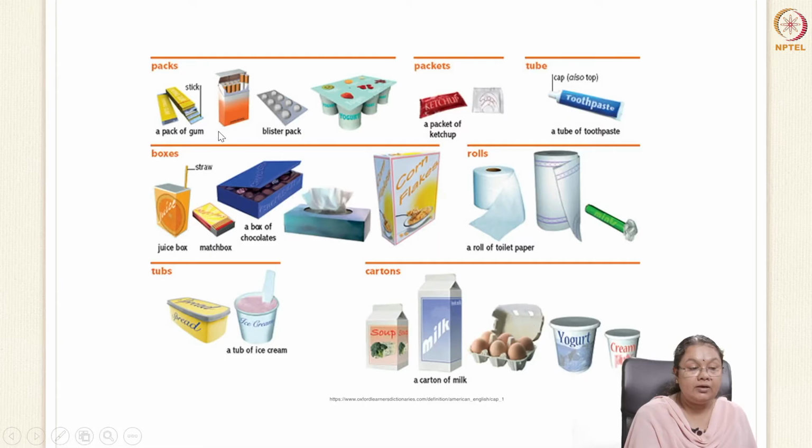And here we have gums. It is a pack of gums. They are sold as sticks. Most of you might have seen this thing. And then we have blister packing for tablets. A packet of ketchup is again a different packaging system.